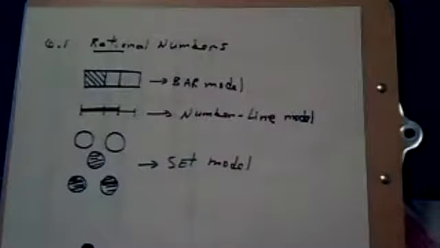Notice that first one is 1/3. The second one is 2/3. And the third one is 3/5. In other words, for the bar, it's 1 out of the 3 is shaded. For the number line, 2 of the units out of the 3 are shaded. And for the 5 circles, 3 of the 5 circles are shaded. So 3/5, 2/3, and 1/3.